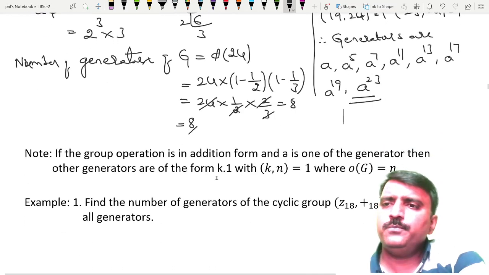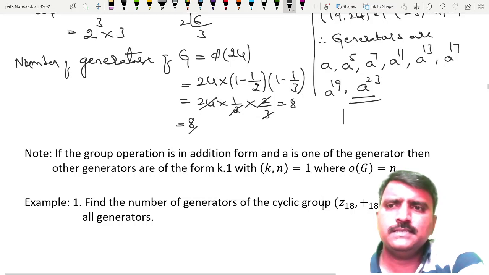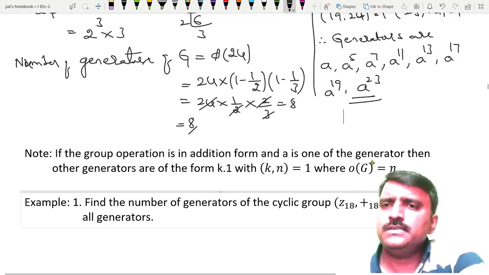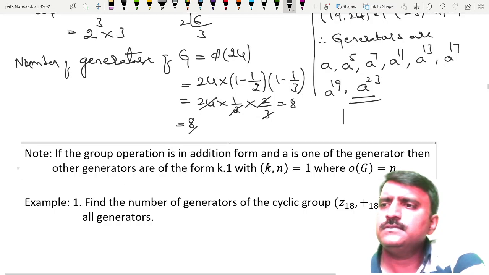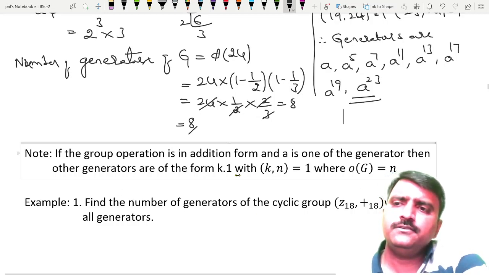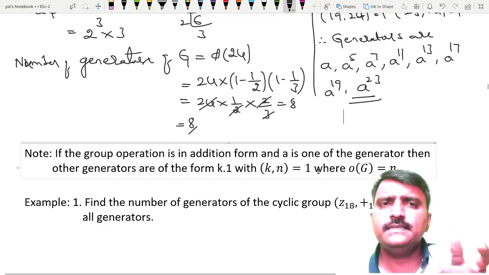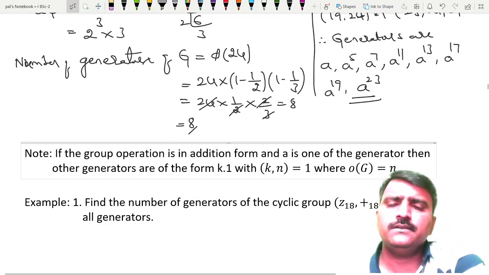So if the group operation is addition, instead of taking power, you multiply. So in case the binary operation is addition, if A is one of the generators, then the other generators are of the form k into A, with k relatively prime to n, when the order of G is n.